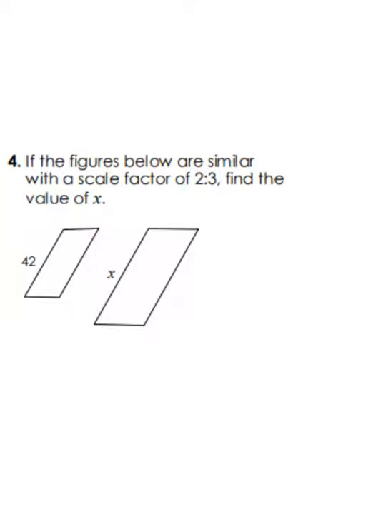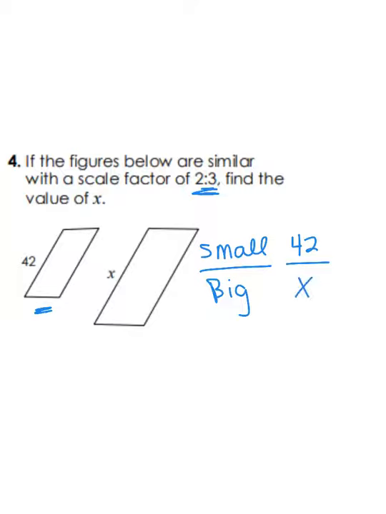Alright, these say if the figures below are similar with a scale factor of 2 to 3, find the value of x. So I like to write these as a proportion. I'm going to put the small shape first because that's what's written first in the picture, and then the big shape second, or on the bottom. So the small shape is 42, the big shape is x, that's what we're missing, equals, and then the small shape is 2 and the big shape is 3.